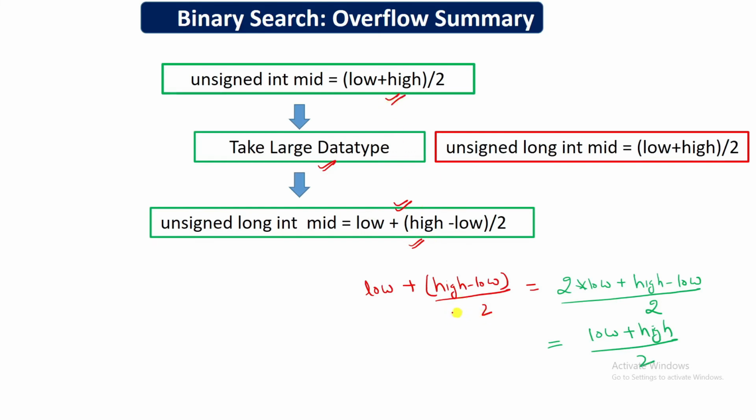Just to tell you, this calculation is basically equal to this only. If we take the LCM of this, it will be 2 into low plus high minus low by 2, and if we solve this, we get this. So basically this calculation and this calculation are giving me the same result, but when we implement it, as far as the programming language or the compiler goes, this calculation can give us the overflow due to the limitation of the ranges of the various data types.